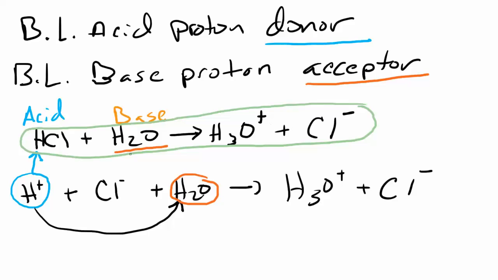And where did it go? Well, if you look at what you had before and what you have after, the water has one extra hydrogen, one more proton. So you can tell that the proton went from the chloride to the water.